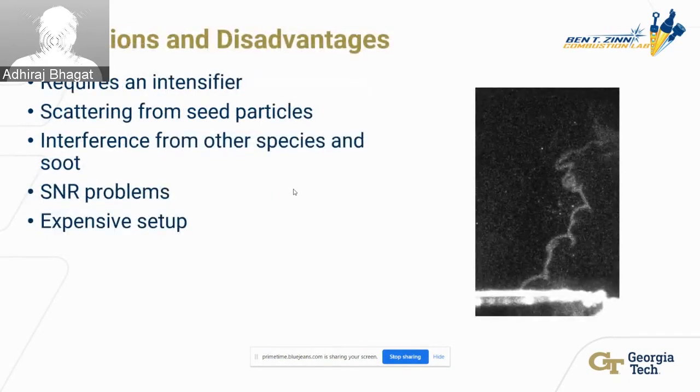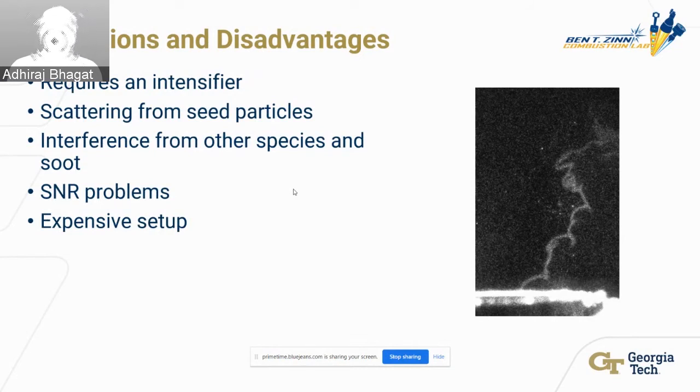There are limitations with this as well. First, it requires an intensifier. If you can imagine the species that are now fluorescing and emitting light, they're going to do that in all directions, and your camera is just pointed in one direction, so it's not going to get a lot of signal from these species. So you need an intensifier to actually make this signal measurable and usable. The problem with that is the intensifier doesn't know what's signal and what's noise. It's going to intensify everything.